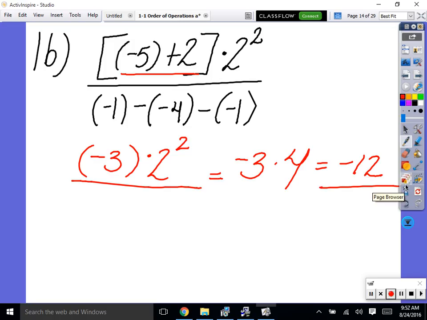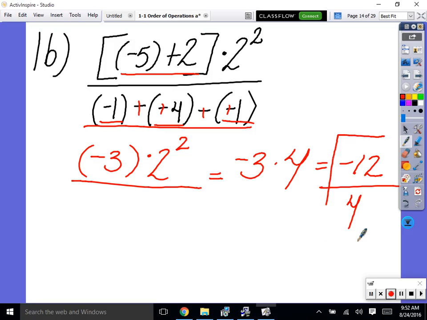Now I'm just going to simplify the bottom of my fraction. So look, inside of parentheses, there's nothing to simplify, nothing to simplify, nothing to simplify. But notice we're subtracting a negative, so won't that make this a positive? We're subtracting a negative, so that's going to be positive. So now we have negative 1 plus 4 plus 1. So negative 1 plus 4 plus 1 is 4. So on top we have a negative 12, and on bottom we have a 4.